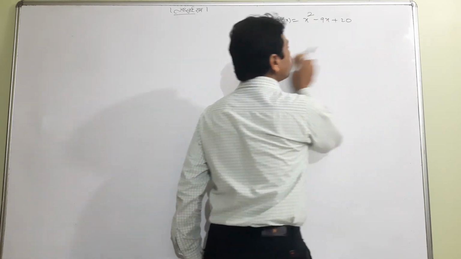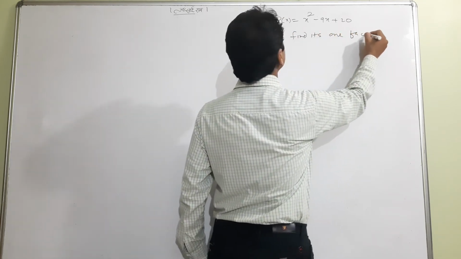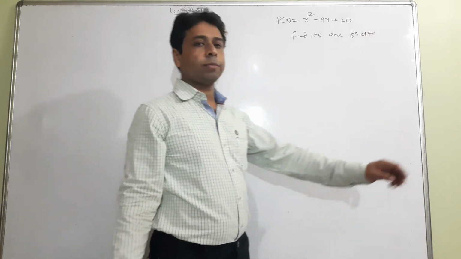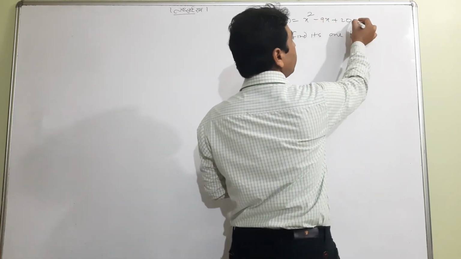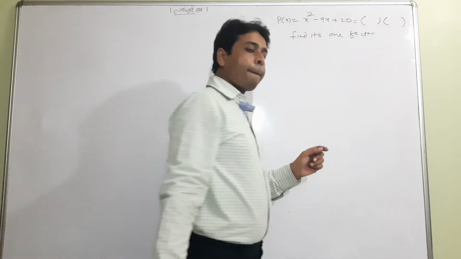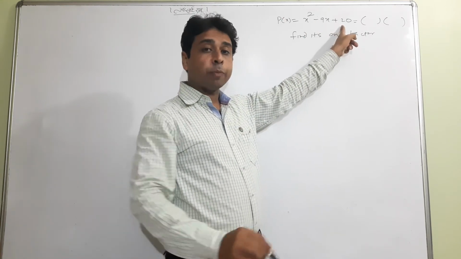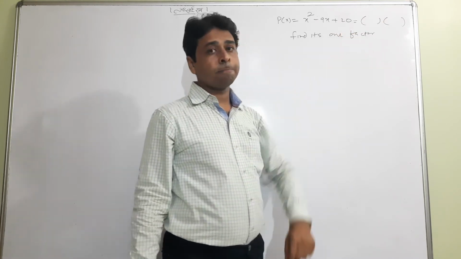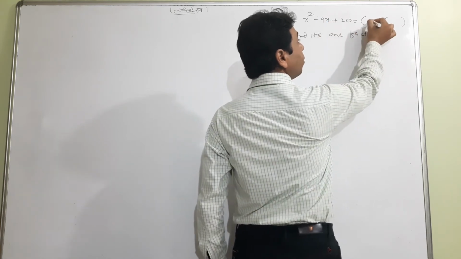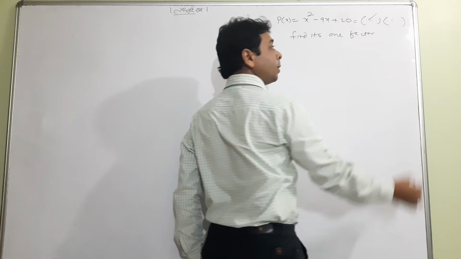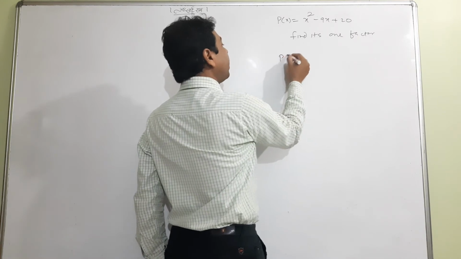I ask you one thing: find one factor of it. Listen to me carefully. It is x square, a quadratic polynomial, and we know it has two factors. We don't know any factor. Without doing middle term splitting, find one factor, because it has two factors. First find one factor. I have a trick. Look, students, write your polynomial.